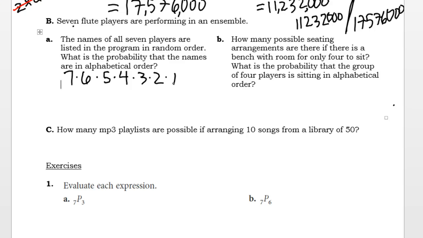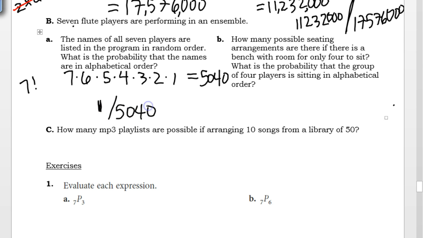So this is really the same as 7 factorial. 7 times 6 times 5 times 4 times 3 times 2 times 1. And I get 5,040. So there are 5,040 different ways to arrange 7 names. What's the probability that the names are in alphabetical order? Well, only one of those 5,040 ways is alphabetical order. Every other way would be out of order.